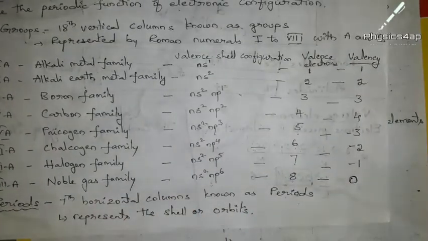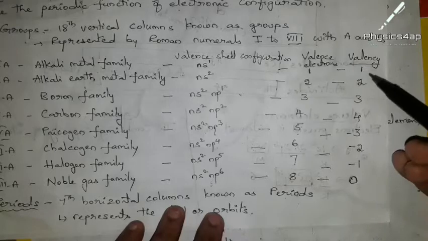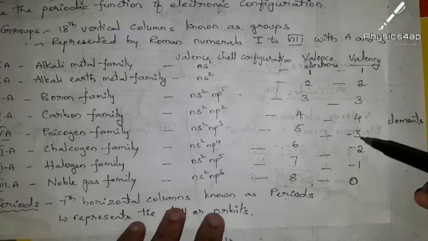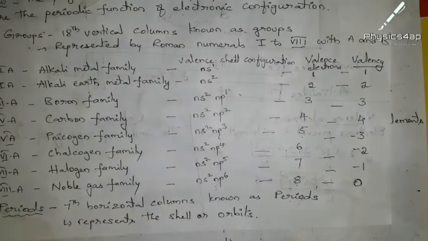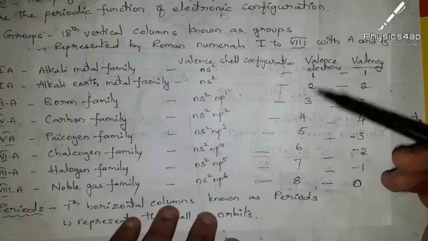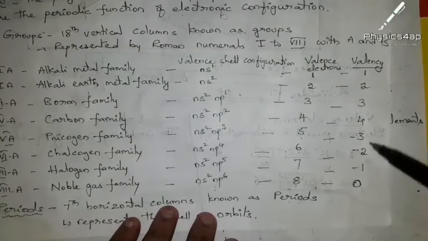How we get these values, we'll be seeing in the chemical bonding. We have a next episode which we call chemical bonding. In that chapter, how we represent this and how we get these valencies will be explained. So we have the valency electrons and we have the valency over here.